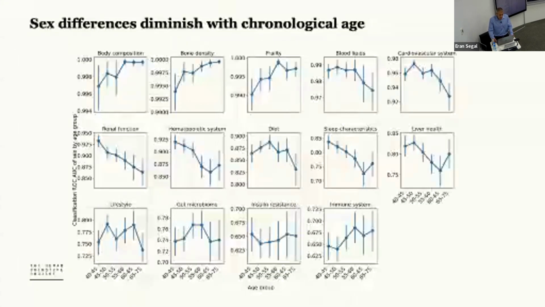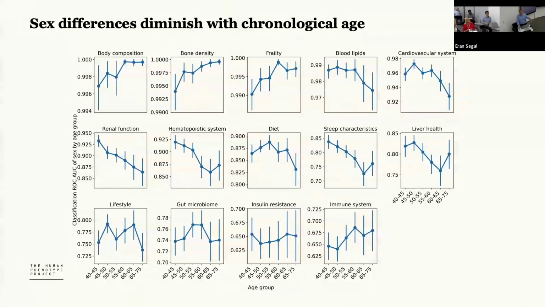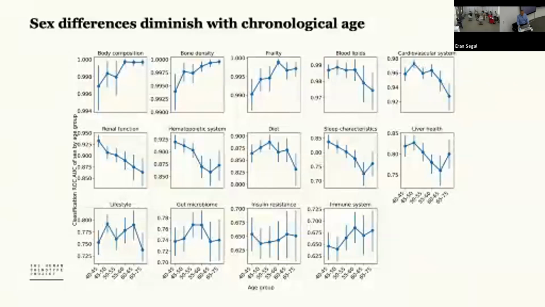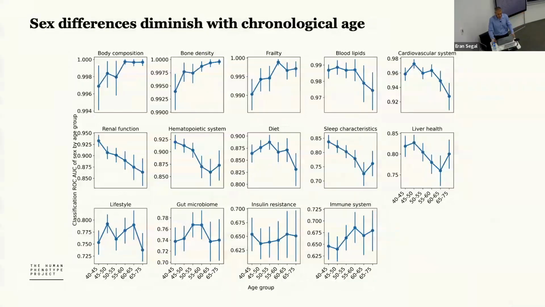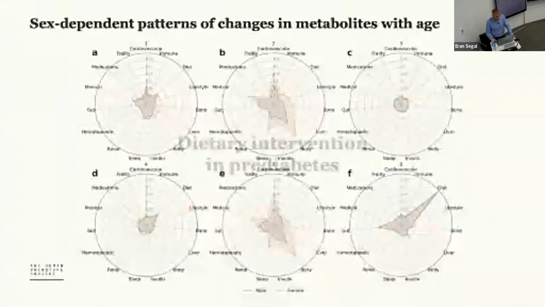We also see, interestingly, when we try to classify males from females, that our ability to classify that declines with age, or in other words, it seems that sex differences diminish as chronological age becomes older, and this is somewhat known, but definitely not for all of these different body systems. Let me skip this one.